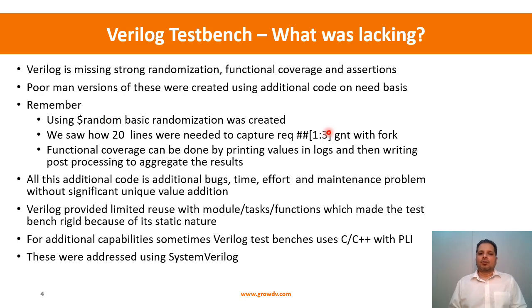And then we looked at that, when we were doing the assertion session, for example, a simple concurrent timing expression, like a request followed by 1 to 3 clock cycles or sampling events of grant. It required something like 20 lines of multiple nested fork arrangements in Verilog. So yes, it is possible. So that is what it is.